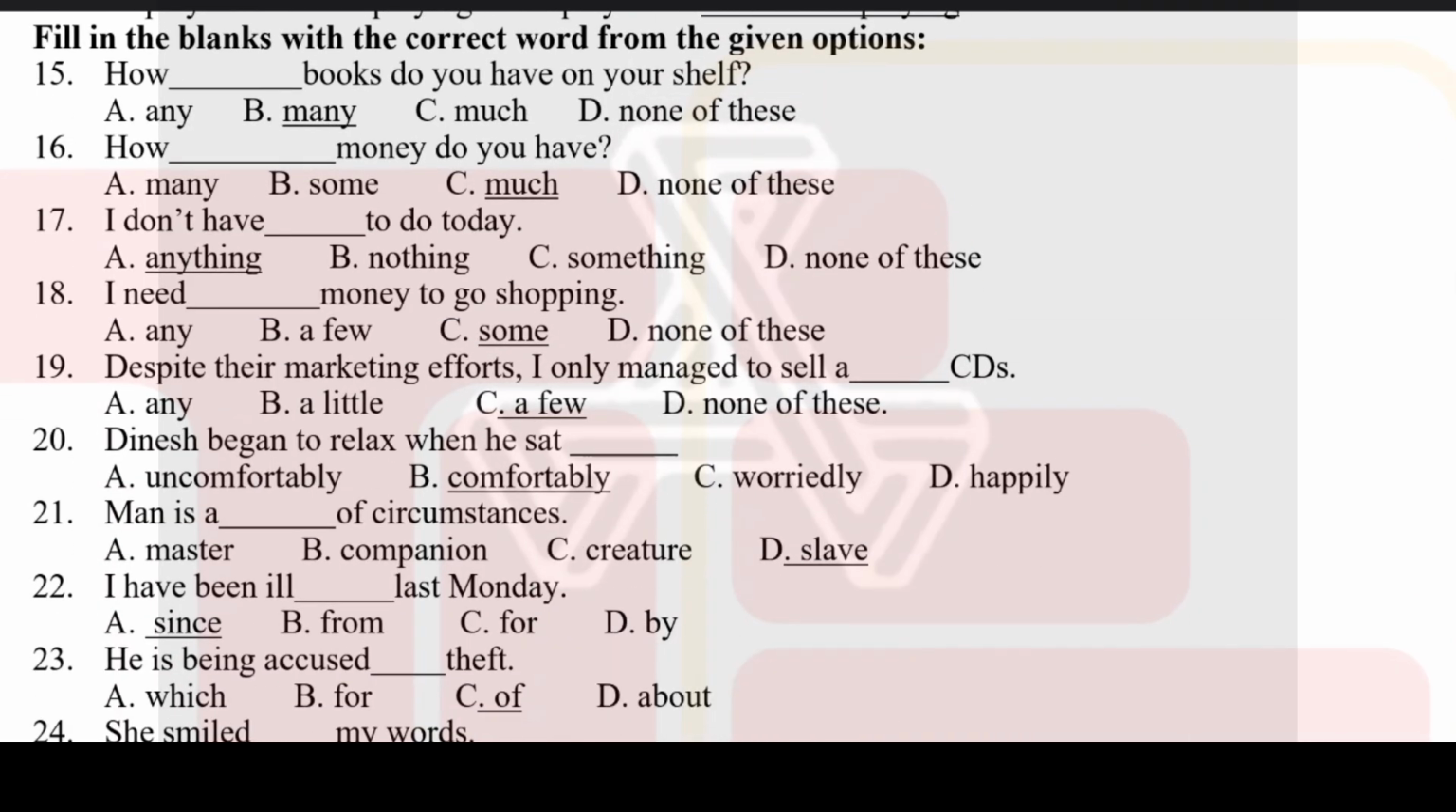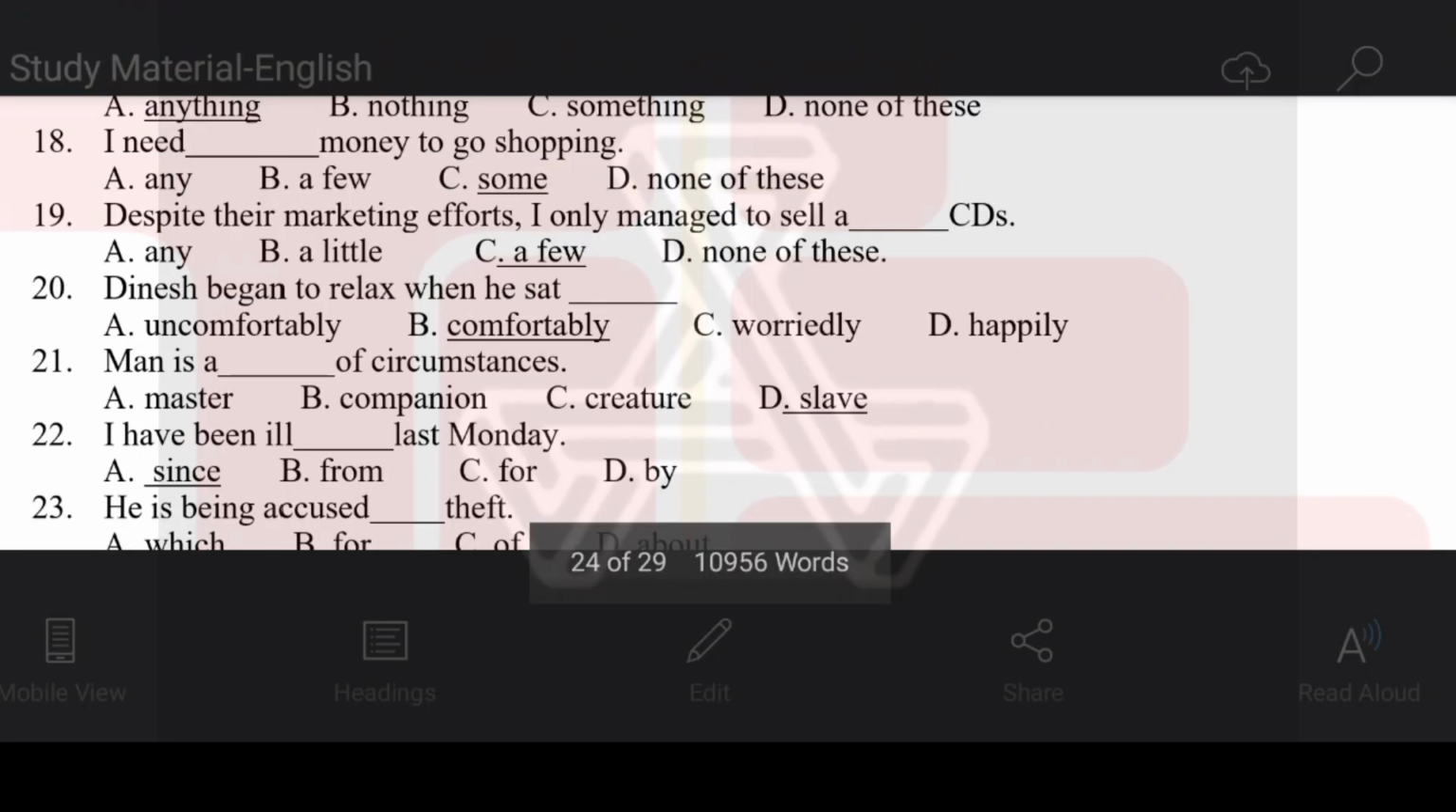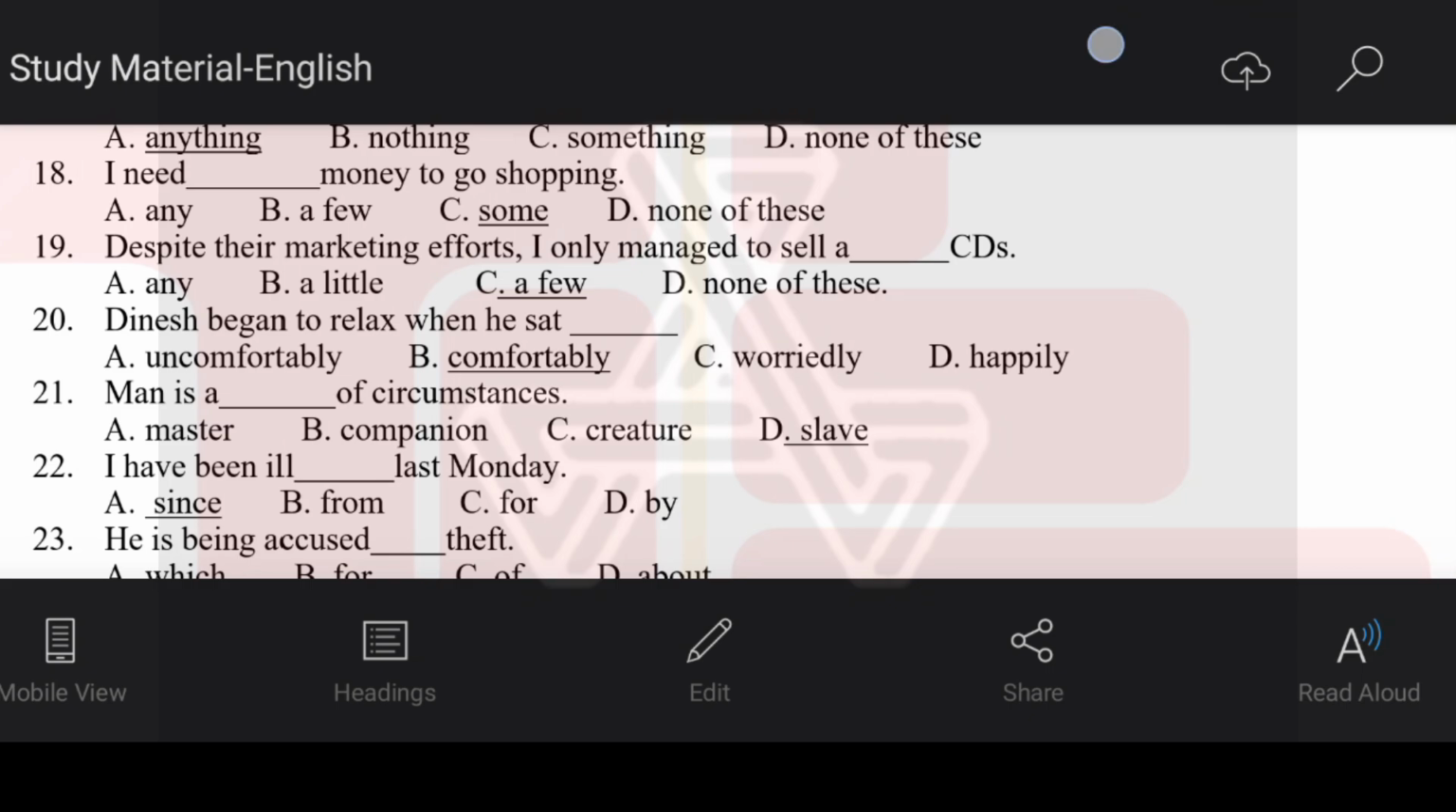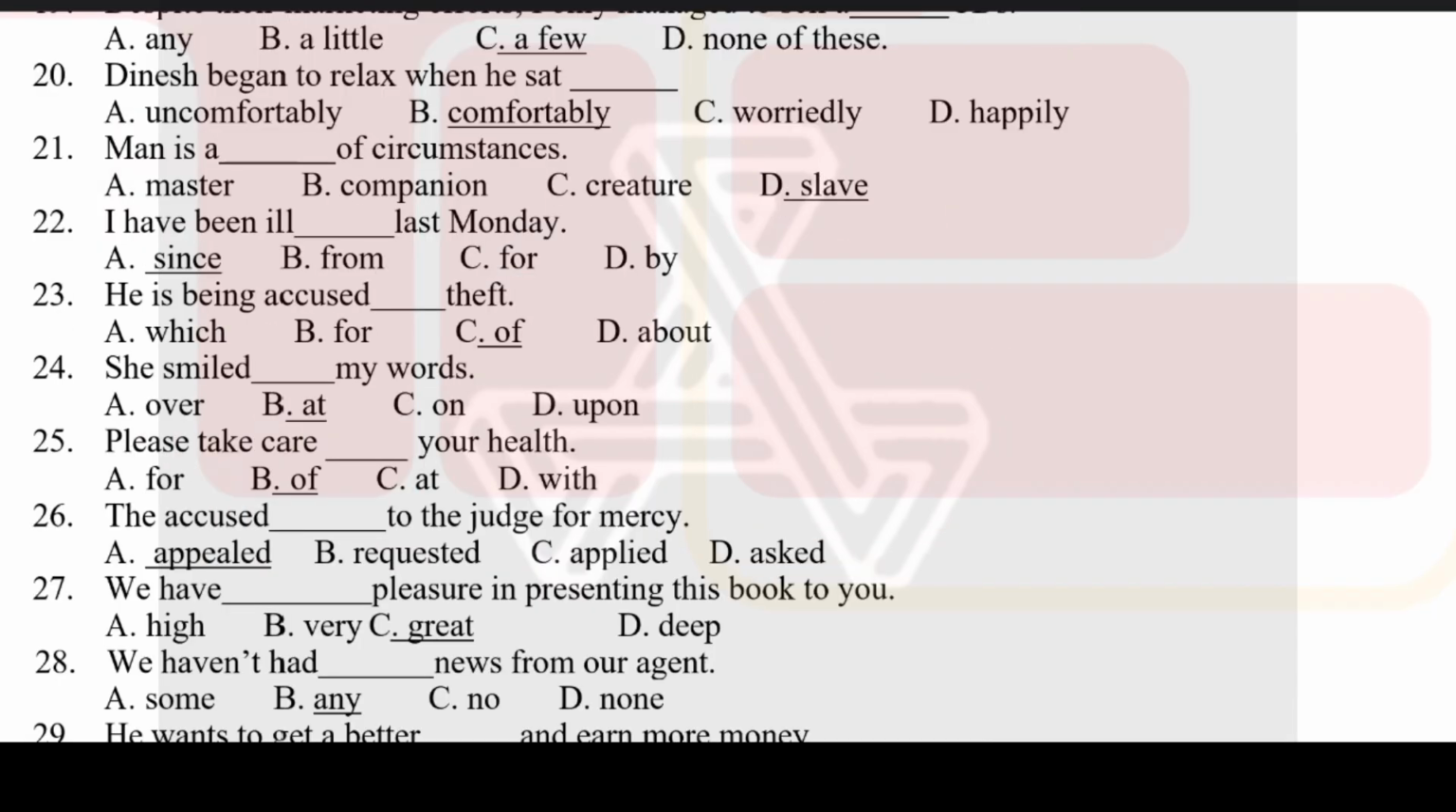Fill in the blanks with the correct word from the given options. How many books do you have on your shelf? Many. How much money do you have? I don't have anything to do today. I need some money to go shopping. Despite their marketing efforts, I only managed to sell a few CDs.